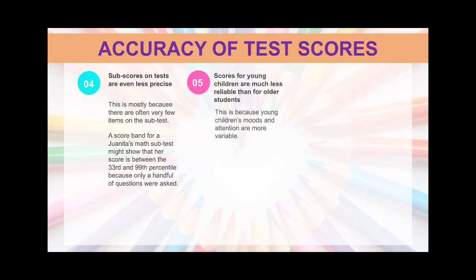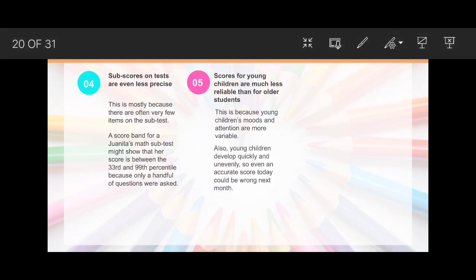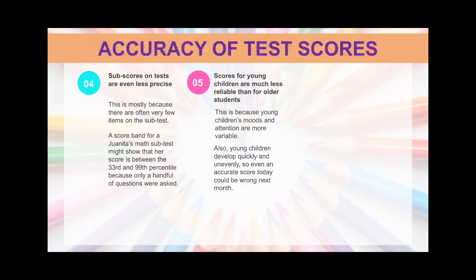Number five, scores for young children are much less reliable than for older students. This is because young children's moods and attention are more variable. Also, young children develop quickly and unevenly, so even an accurate score today could be wrong next month.